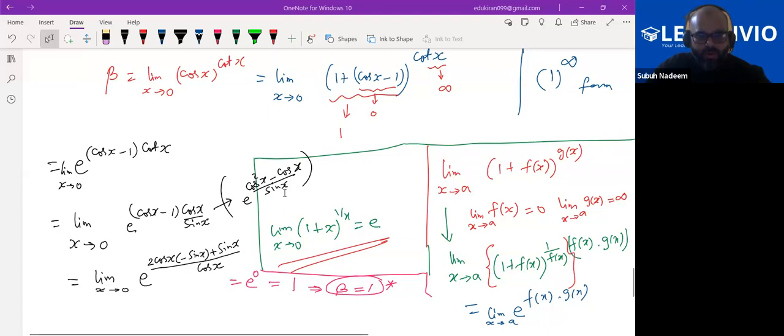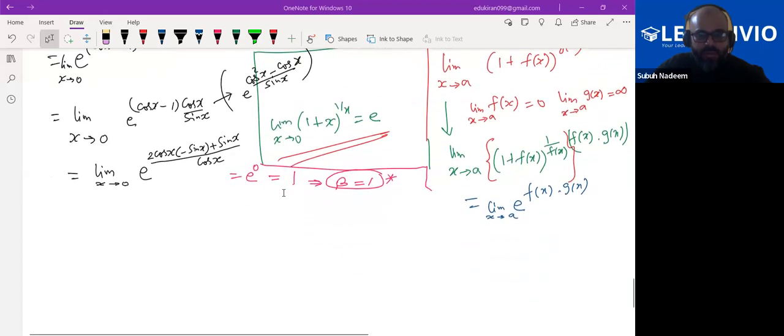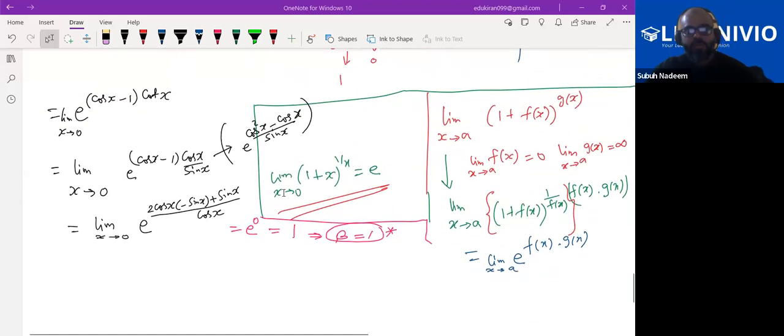I'm scrolling it down a little bit. If you are facing difficulty in understanding this formula which I have derived, you can ask me. Otherwise, you can directly also remember this.